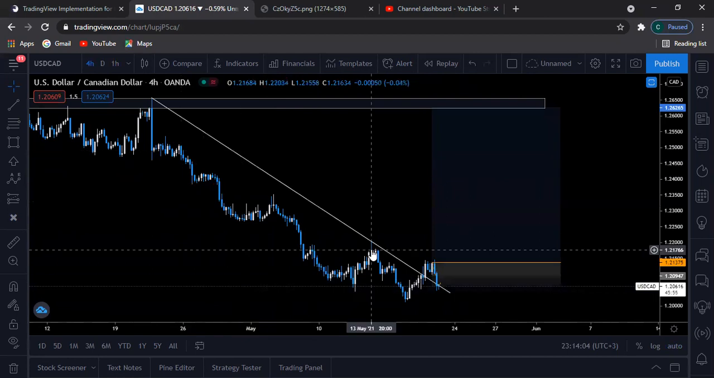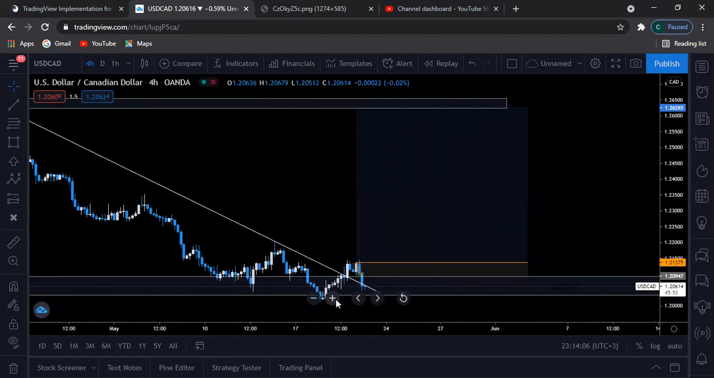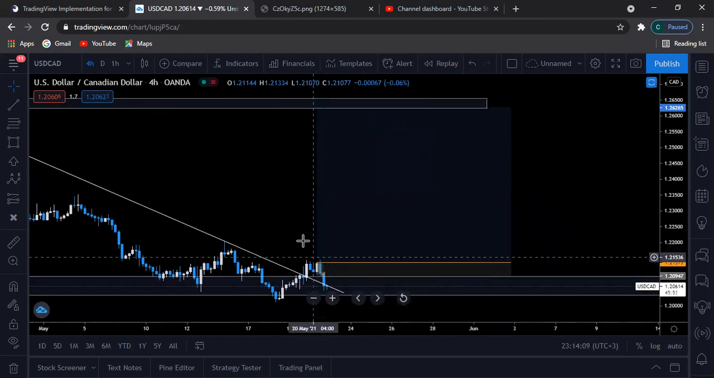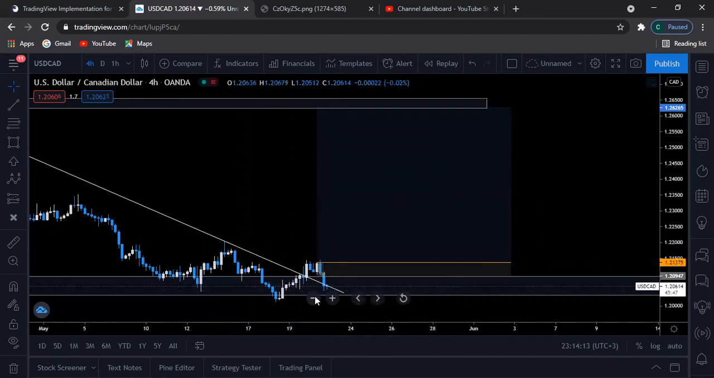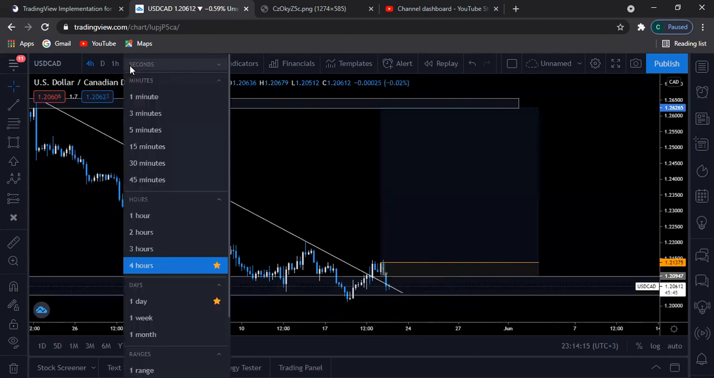So this is USDCAD. We took this trade this morning here after this candlestick formed, but then prices retraced and stopped us out. Oh well, that's trading. But let's talk about why we actually took this trade.